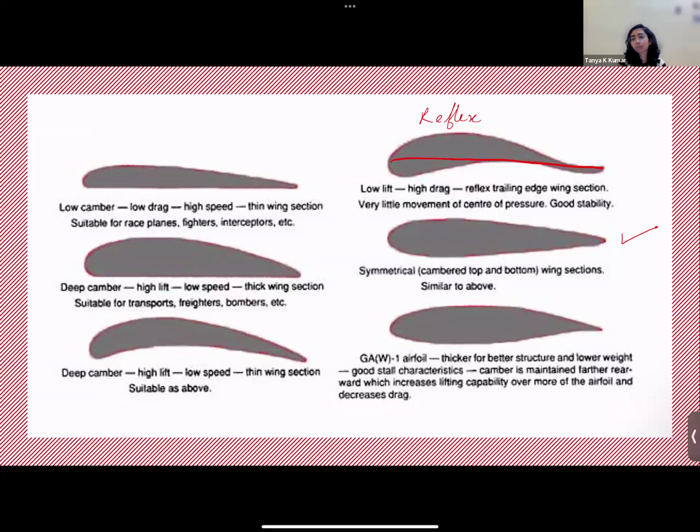That is the chord line. It was a definition that I found very different, and I liked it. So where the chord line cuts through the camber, that is the definition of reflex airfoil. Then you have this last airfoil, this one. What type of airfoil do you think it is?